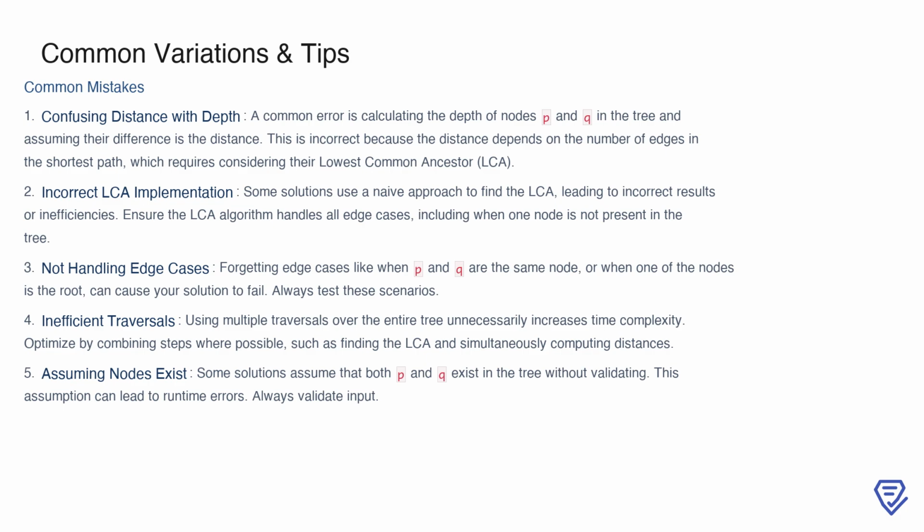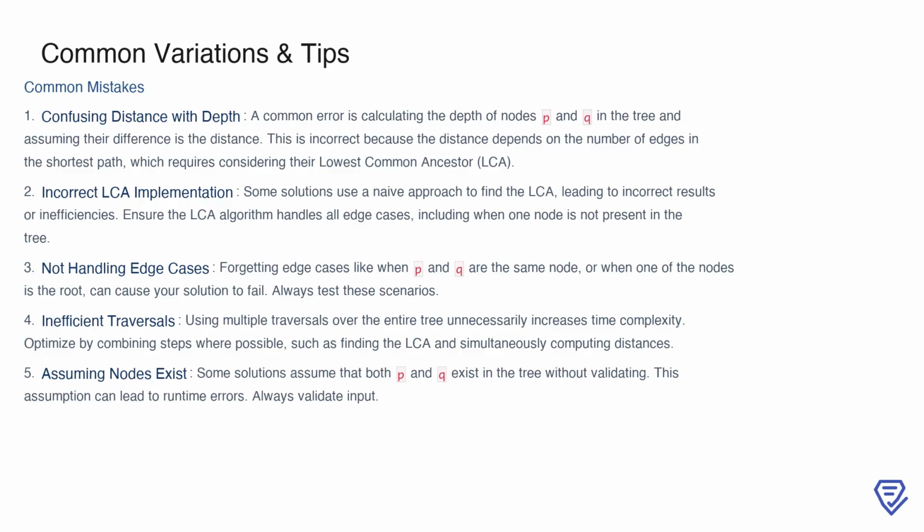Additionally, many people overlook edge cases entirely. For example, when P and Q are the same node, or when one of them happens to be the root, these scenarios can break your solution if not handled carefully. Inefficient traversals are another pitfall. Unnecessarily traversing the entire tree multiple times can inflate your time complexity.